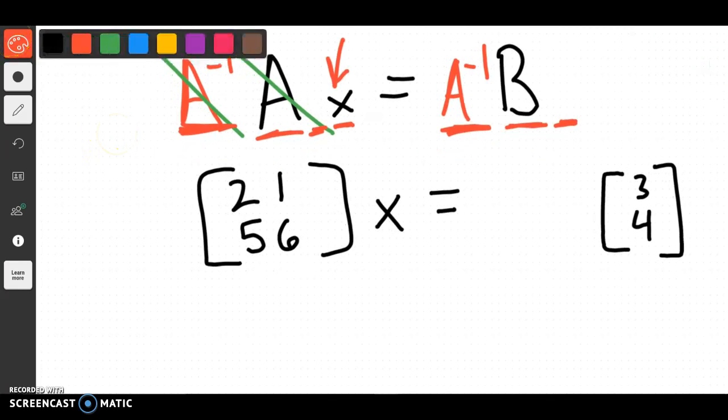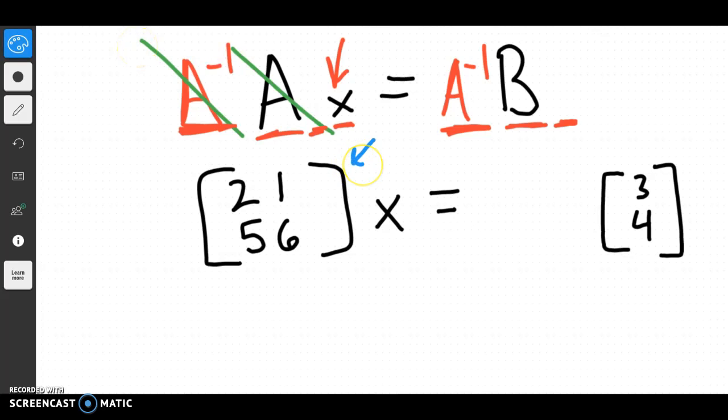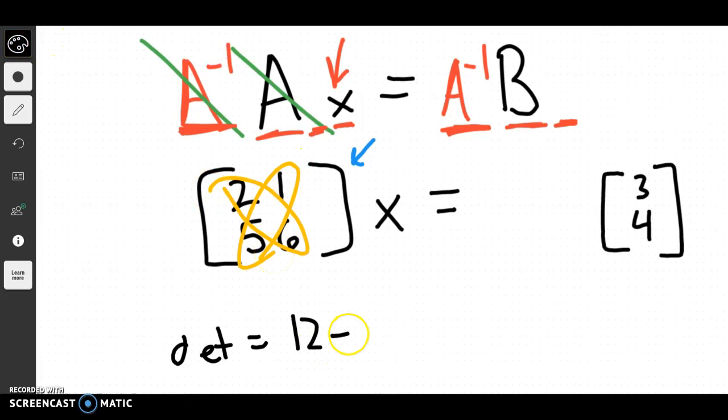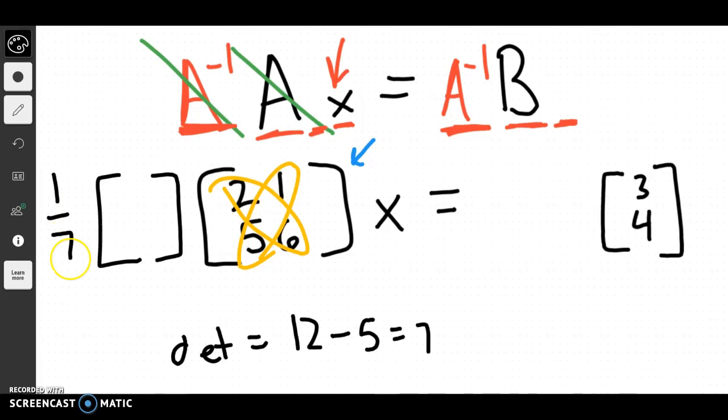So the first thing we would need to do is get the inverse of this matrix right here. Well, if we remember from yesterday, to find the inverse, we first have to find the determinant of the matrix, which we multiply the major diagonal minus the minor diagonal. So that would be 12 minus 5, which would give us 7. And then we put in the inverted matrix. So to invert this, we get 6, 2, -1, and -5.